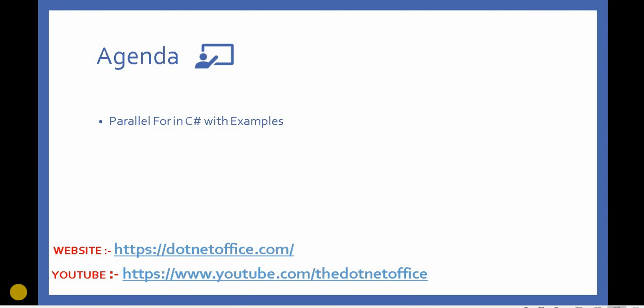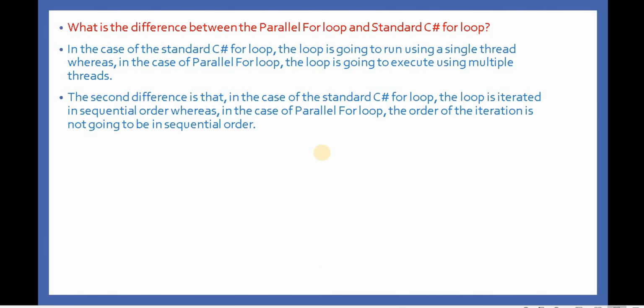Hello everyone, welcome back to parallel programming in C#. In this video, we will discuss the parallel for in C#. So let's understand what the parallel for in C# is. Basically, when we discuss parallel for, it means the work will go in a parallel way.